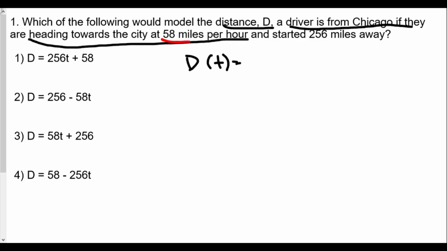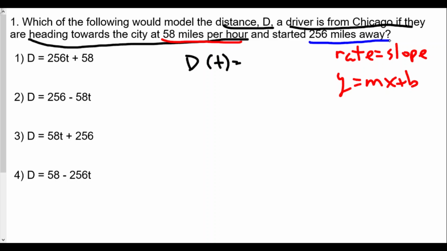Now, this 58 miles per hour, the rate, is equal to the slope of the function. Okay? Because a lot of times we use the whole y equals mx plus b setup. But we have to be very careful, because how far the driver is from Chicago would mean that as time continues, he gets closer and closer. So although we're starting at 256 miles away, and starting usually is going to be our y-intercept, the idea is that when t equals 0, we're going to be at 256.